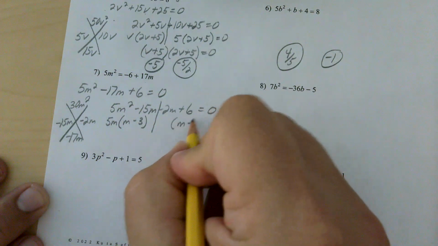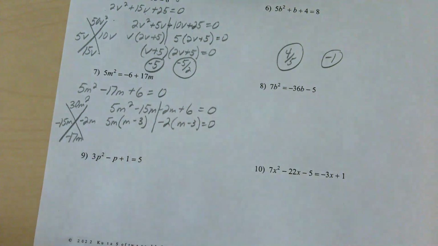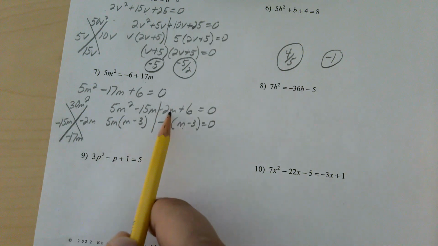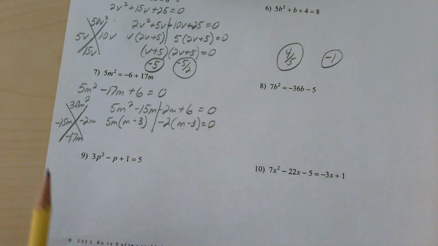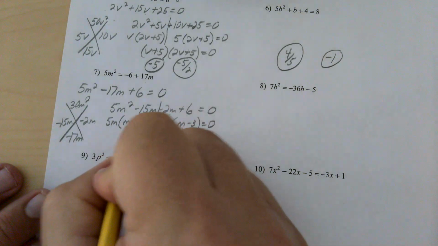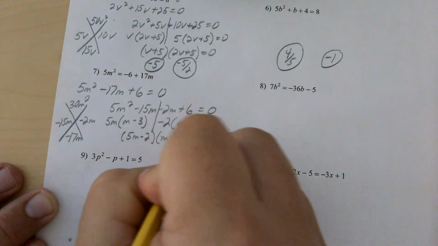To have an m minus 3 on this other side, I have to factor out a negative 2. So just be careful. If you factored out a 2, you would be changing the problem. Negative 2 times m is negative 2m. Negative 2 times negative 3 is a plus 6. Okay, so it looks like 5m minus 2 is one factor. m minus 3 is your other.